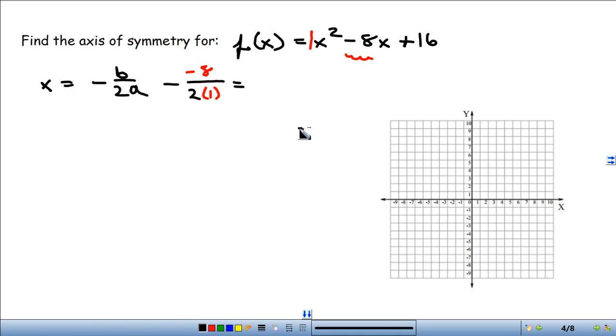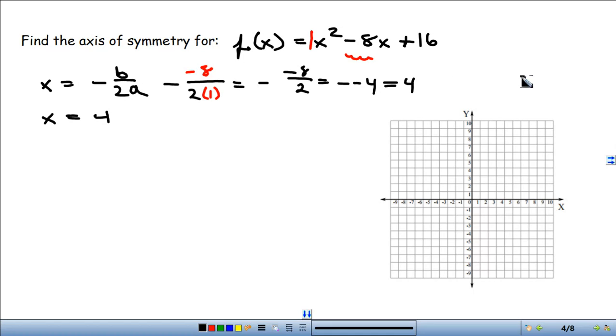So what I have is -b over 2a. And when I fill that in, -(-8) over 2. Well, 8 over 2 is 4. So my axis of symmetry is x equals 4.